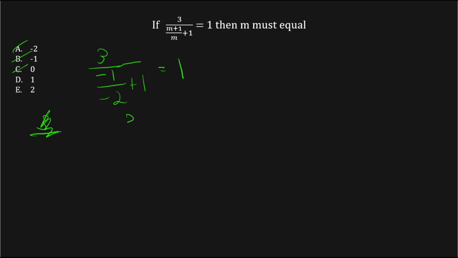1. So 3 over 1 plus 1 is 2 over 1 plus 1 is equal to 1. All right, so this is 2 plus 1 is 3. So 3 over 3 is equal to 1. Yep. All right, so we're good there.